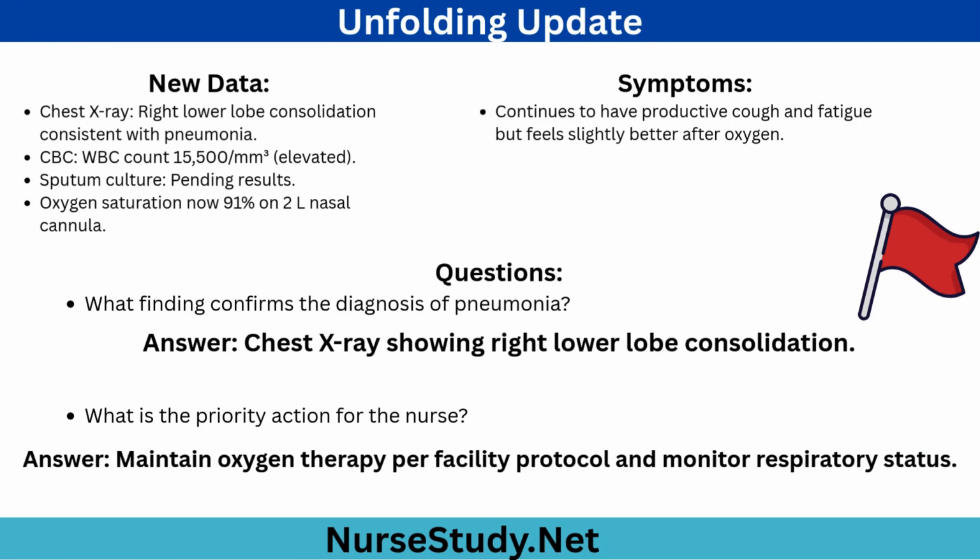Section 4. Unfolding update. New data: chest x-ray, right lower lobe consolidation consistent with pneumonia. CBC, WBC count 15,500 per cubic millimeter, elevated. Sputum culture, pending results. Oxygen saturation now 91% on 2 liters nasal cannula. Symptoms: continues to have productive cough and fatigue but feels slightly better after oxygen.